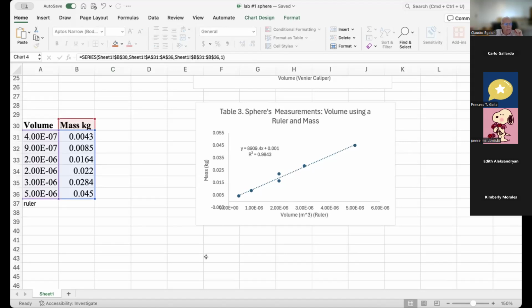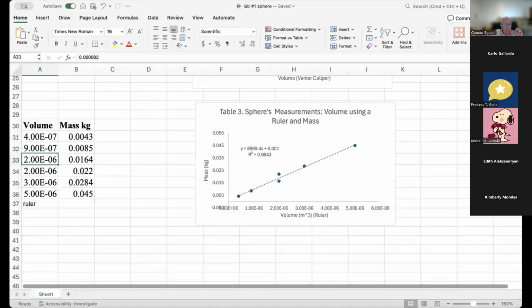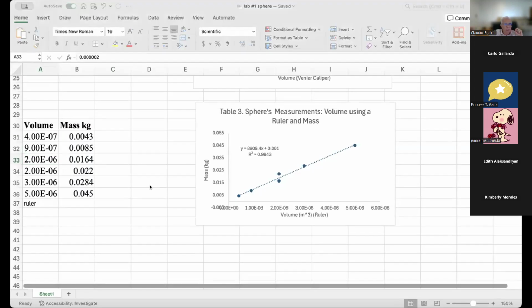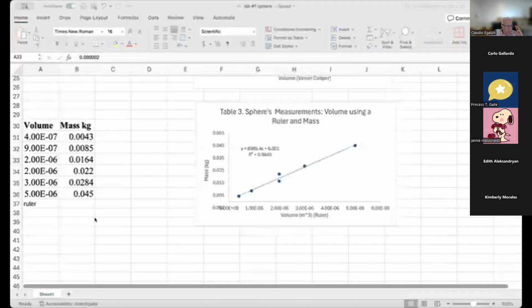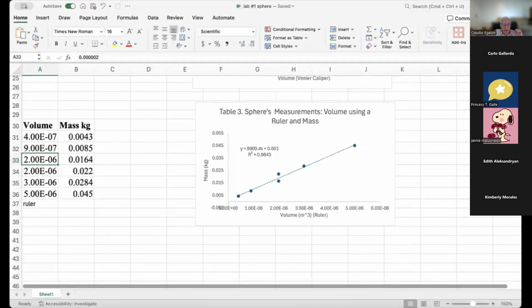See the number for the volume, 4 times 10 to the minus 7? It's actually 3.8 times 10 to the minus 7. The third one, 2 times 10 to the minus 6, is actually 1.77 times 10 to the minus 6. That's why you're getting a slightly different value than the one I'm getting. When you typed the values for the volume, it looks like you didn't type all the numbers.